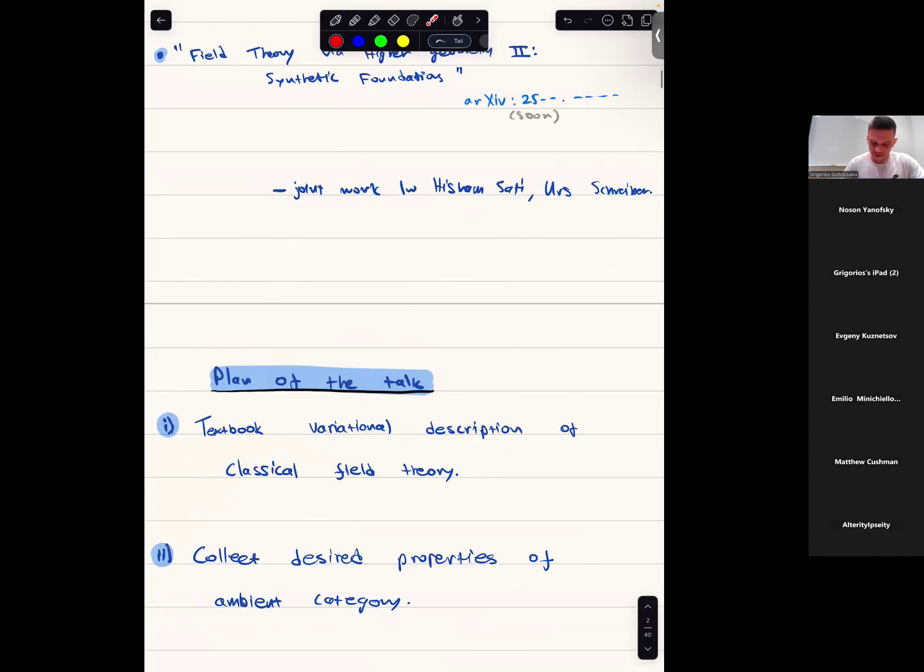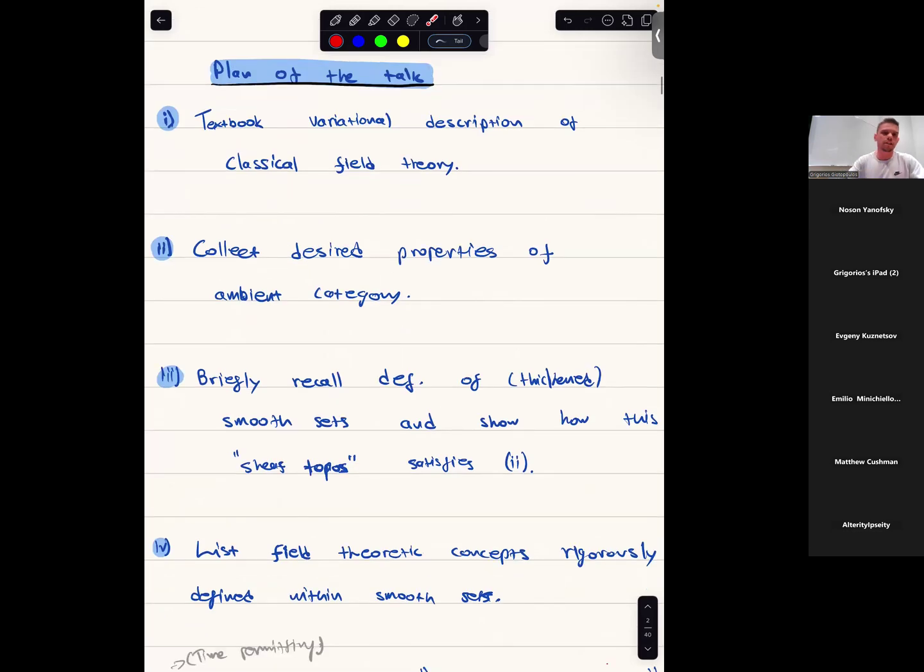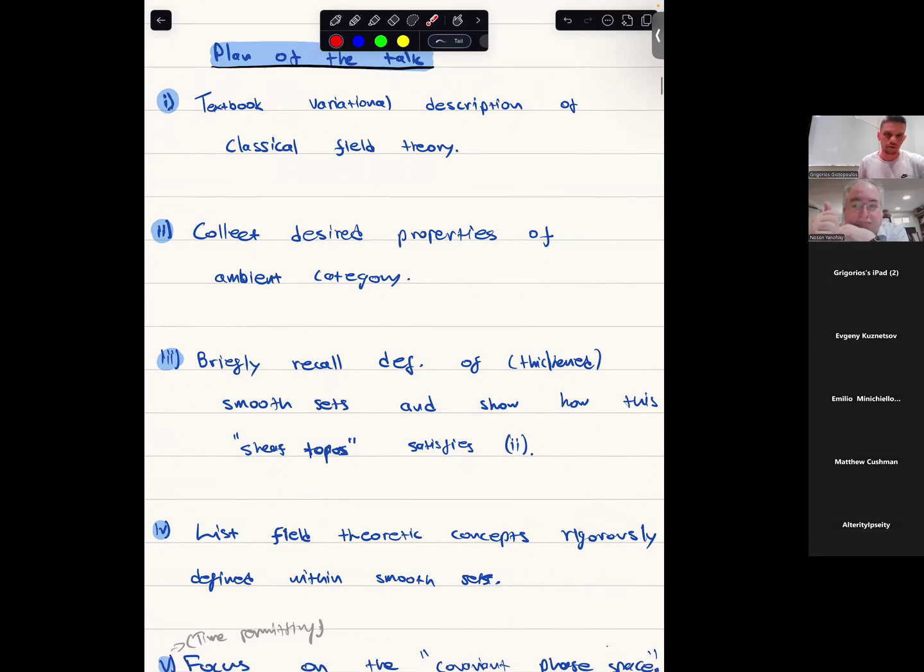Okay, so let's start with the plan of the talk. By the way, please feel free to interrupt me. I understand most people here are mathematicians and have a categorical background. So if anything in the physics description is too new, just interrupt me and I'll try to make it more precise, or give an example.